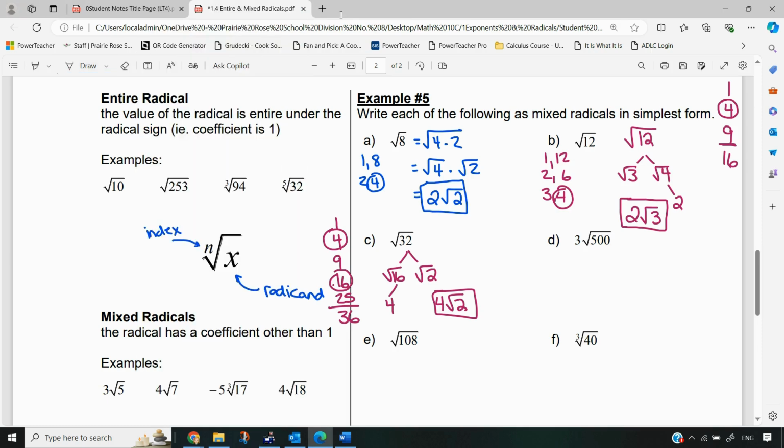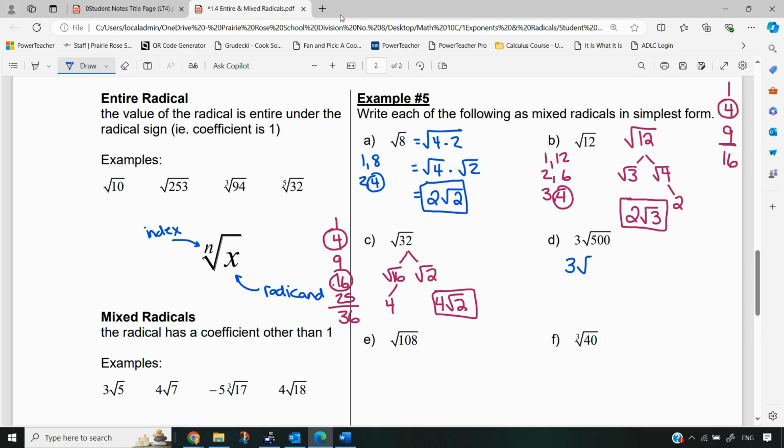Here we have a mixed radical. It's 3 root 500, but it's not in simplest form because the root 500 can be broken down. Sometimes it helps to make your list. Other times, if you know your factors really well, you might already have an idea what that perfect square is. I know that 5 times 100 is 500. I know that 100 is a perfect square, and I know that root 5 can't be broken down. So without making my list, I know that this is going to be root 100 times 5.